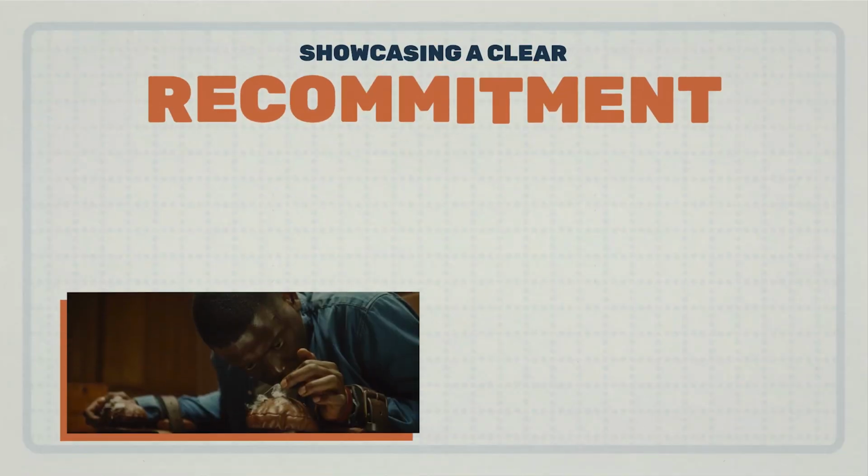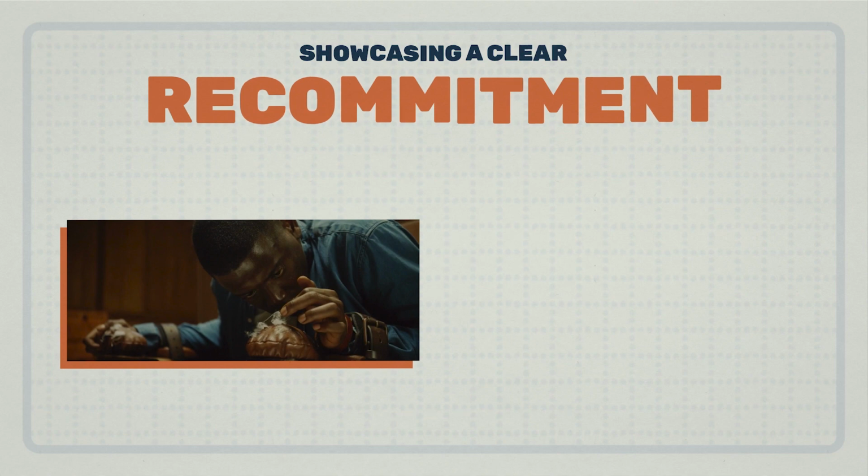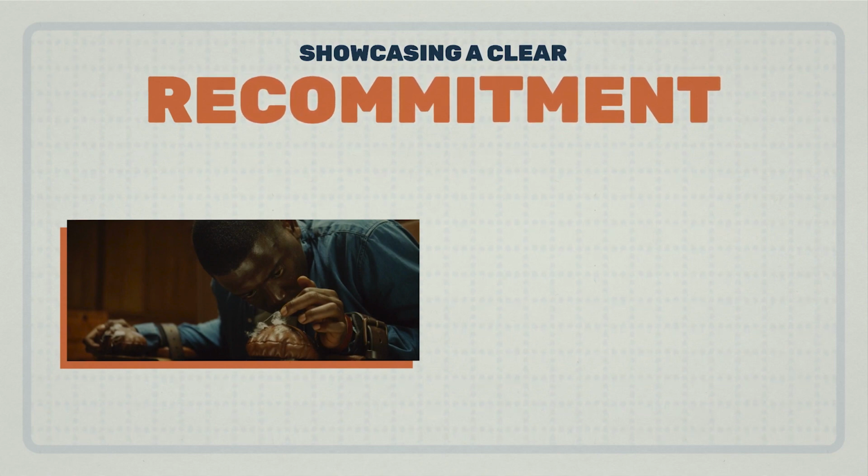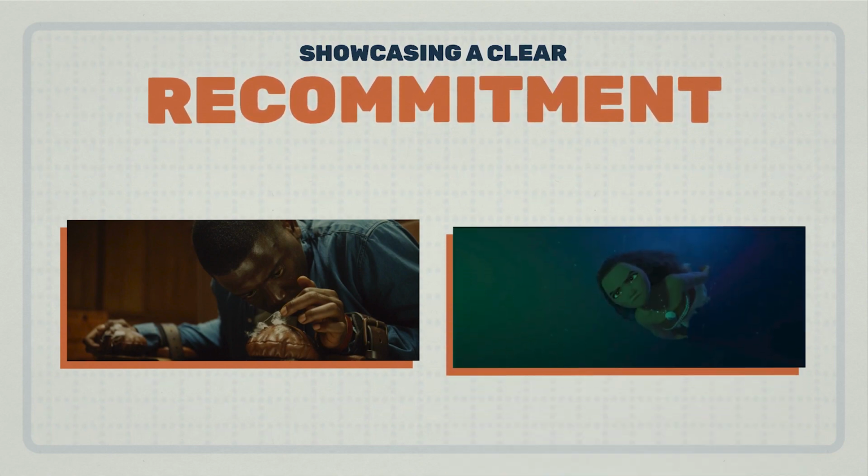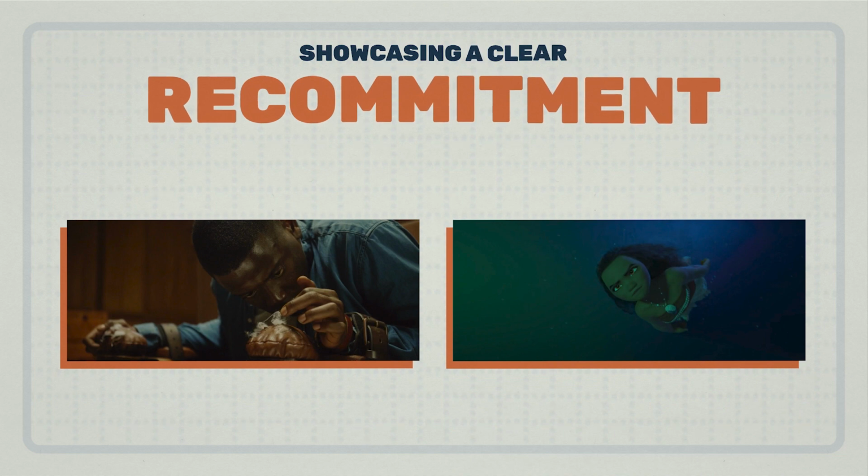This can take many forms, ranging from a determined look to a clear action. In Get Out, it's this single shot of protag Chris looking at his ripped chair, which makes sense in the context of the film. In Moana, it's Moana diving into the ocean to retrieve the heart of Te Fiti, officially recommitting to her goal of delivering the stone to its island home.